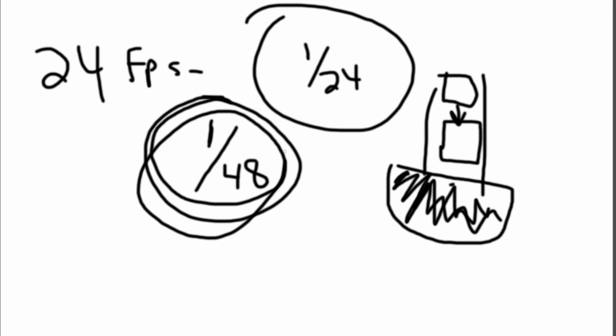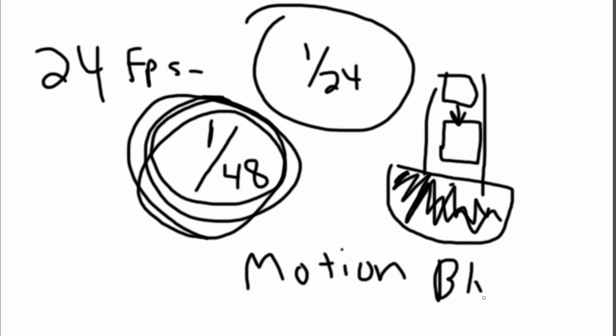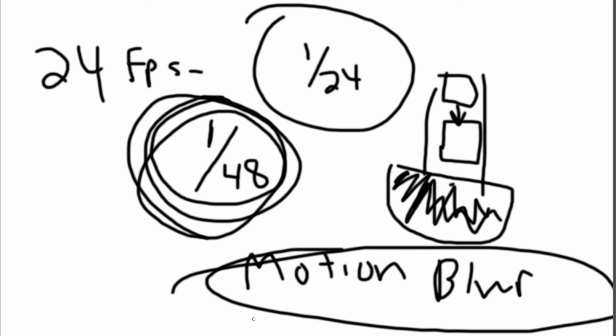It also happens to be that we see what is called motion blur at about the same rate as half exposure time. Half exposure time causes the standard motion blur effect.